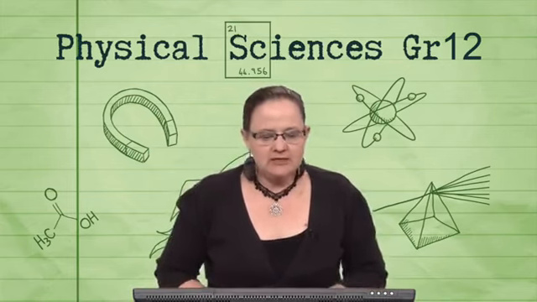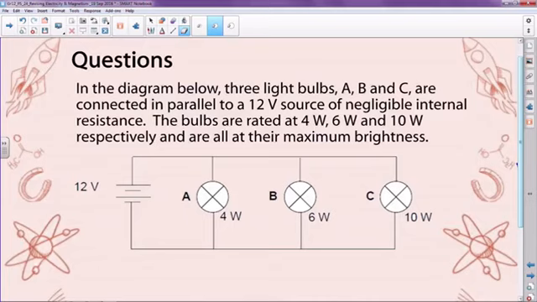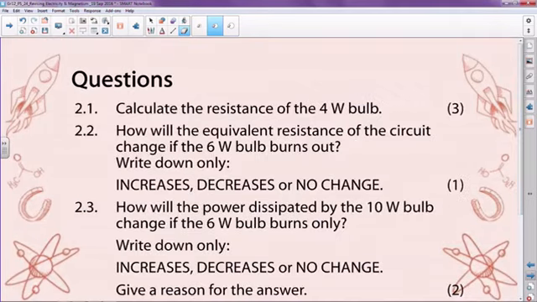So now it says to us that in the diagram below, we have 3 light bulbs, A, B, and C, which are connected in parallel to a 12-volt source of negligible internal resistance. Yay, no internal resistance. We like that. The bulbs are rated 4 watts, 6 watts, and 10 watts respectively, and they are all at their maximum brightness. Great.